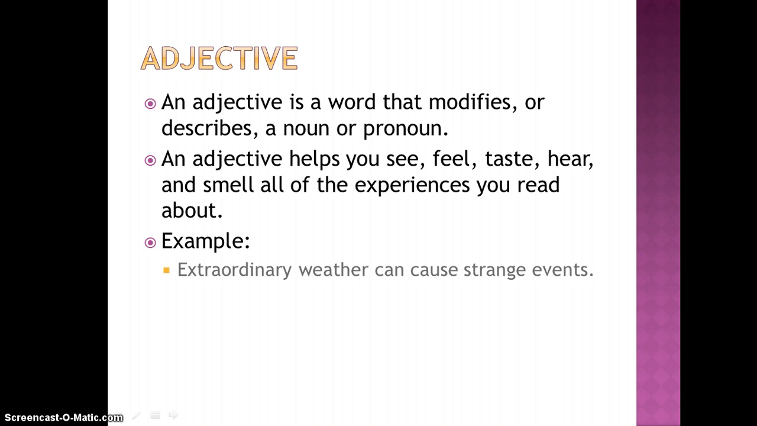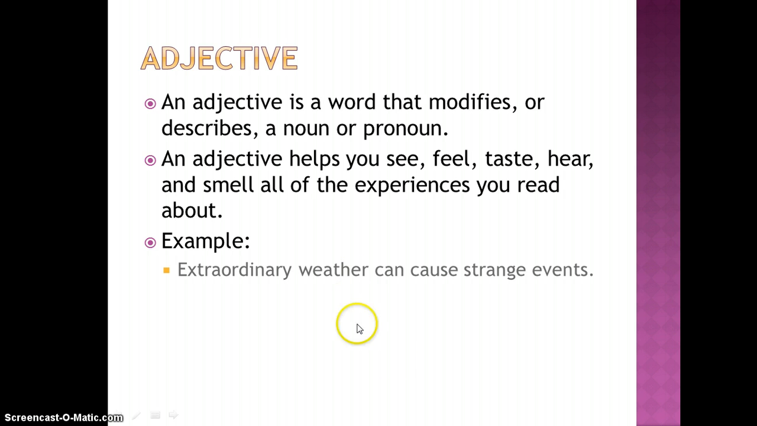So an example, extraordinary weather can cause strange events. What are the adjectives in this sentence? See if you can find them. If you're not sure, identify the words that you do know. So for example, we know that the word weather is a noun in this sentence. It's the subject, the sentence is about weather. What about weather? Our verb can cause.